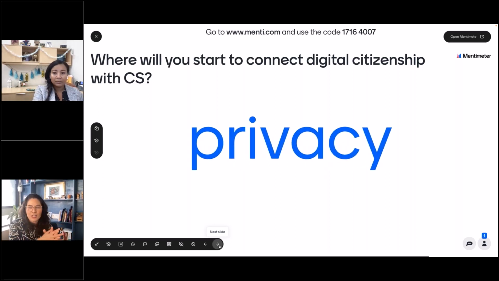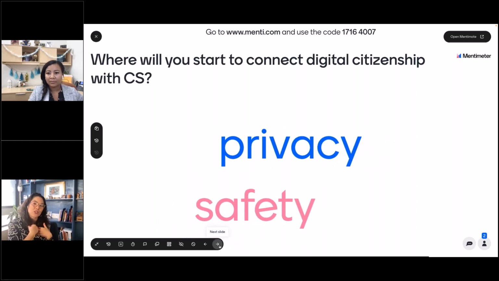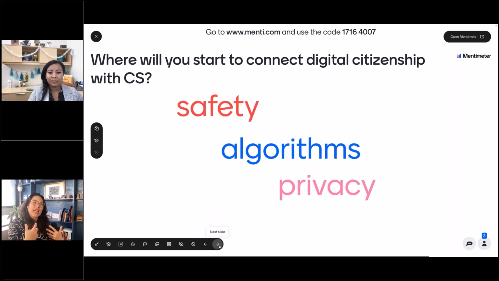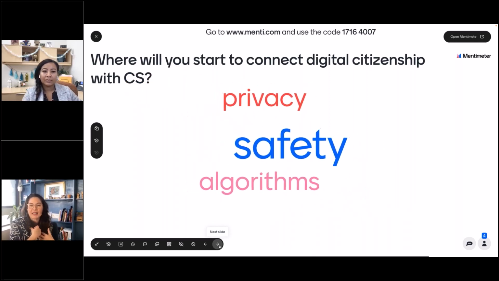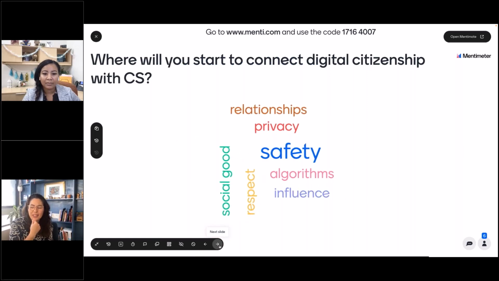Yes, privacy is a great place to start. And so it's easy to start talking about their own lives, right? Their own lives as students, and protecting their own privacy and making sure that their safety is first and foremost. And then get them to think about it as creators, right? As those who are making those pieces in the world. That influence is huge. Yeah, that's social good. See, all these good things.